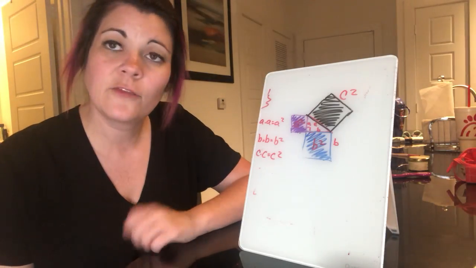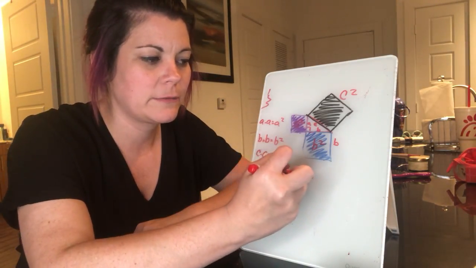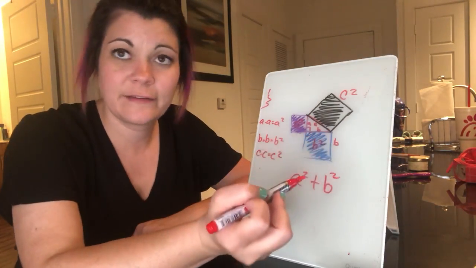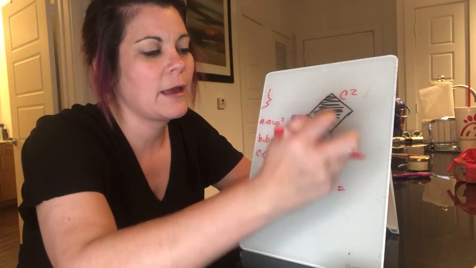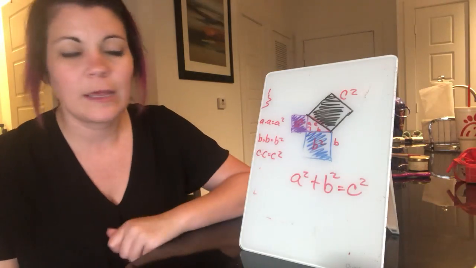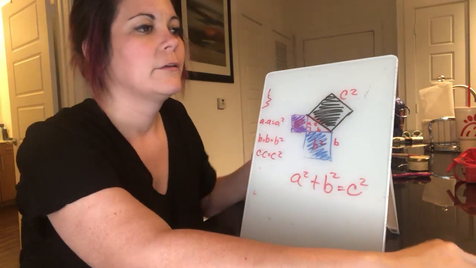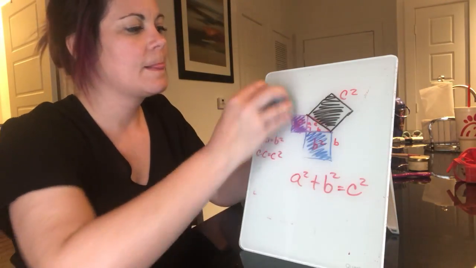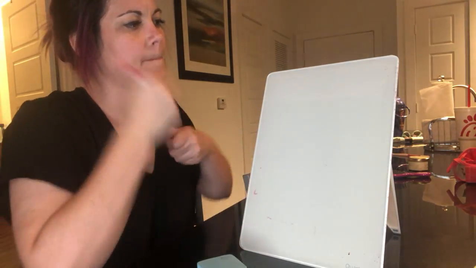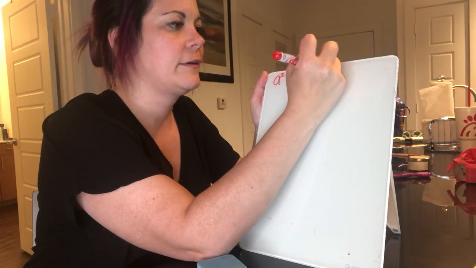And so that is where Pythagorean theorem comes from, because the area of the purple square, represented by A squared, and the area of the blue square added together equal the area of that black square, the bigger square. So that's where A squared plus B squared equals C squared comes from.